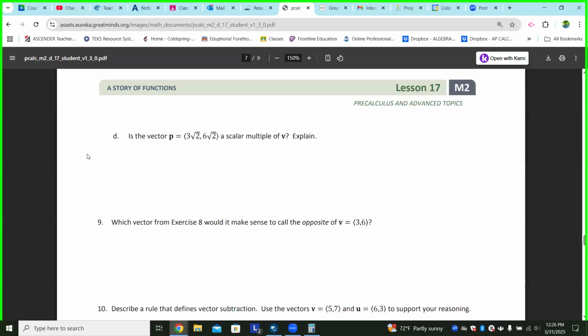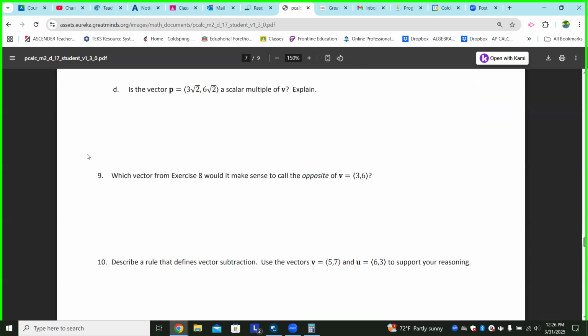All right, part D, if vector P is equal to 3 square roots of 2, comma 6 square roots of 2, is it a scalar multiple of V? Yes or no? Yes, what would the scalar be? Good. So P would be the square root of 2 times V. If V starts at 3 and 6, when looking at another vector, you just have to ask yourself, what same number can I multiply to both X and Y to get the new one? And I can multiply them both by square root of 2.